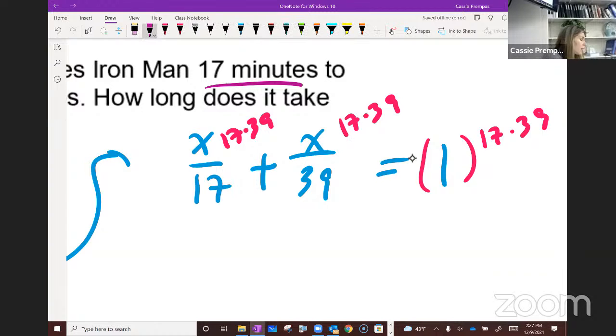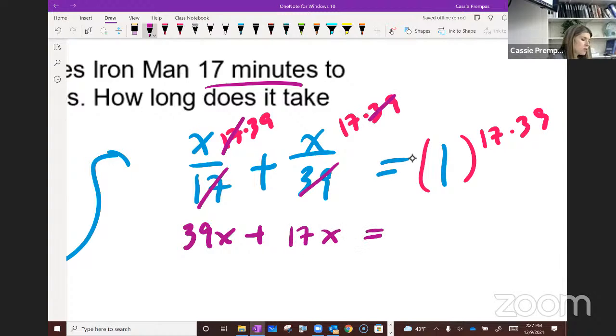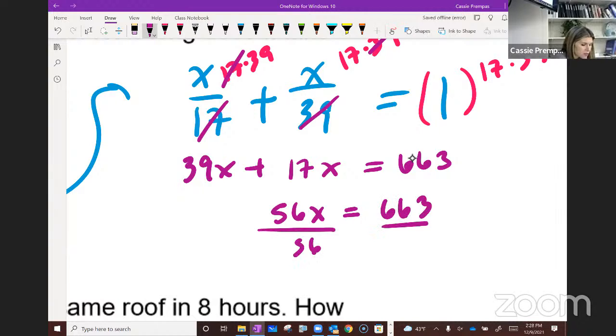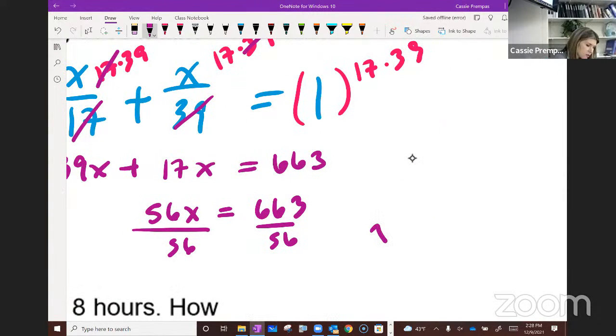Now, before I multiply in, I reduce. 17 goes into itself 1 time. So that would be 39x plus 39 goes into itself 1 time. So we have 17x is equal to, now I have to multiply that out, and it is 663, I think. Yeah, that happens. And then you add these together and that will give you 56x is equal to 663. Divide both sides by 56, and I would just write it as a decimal. The time that they work together is approximately 11.83 minutes.